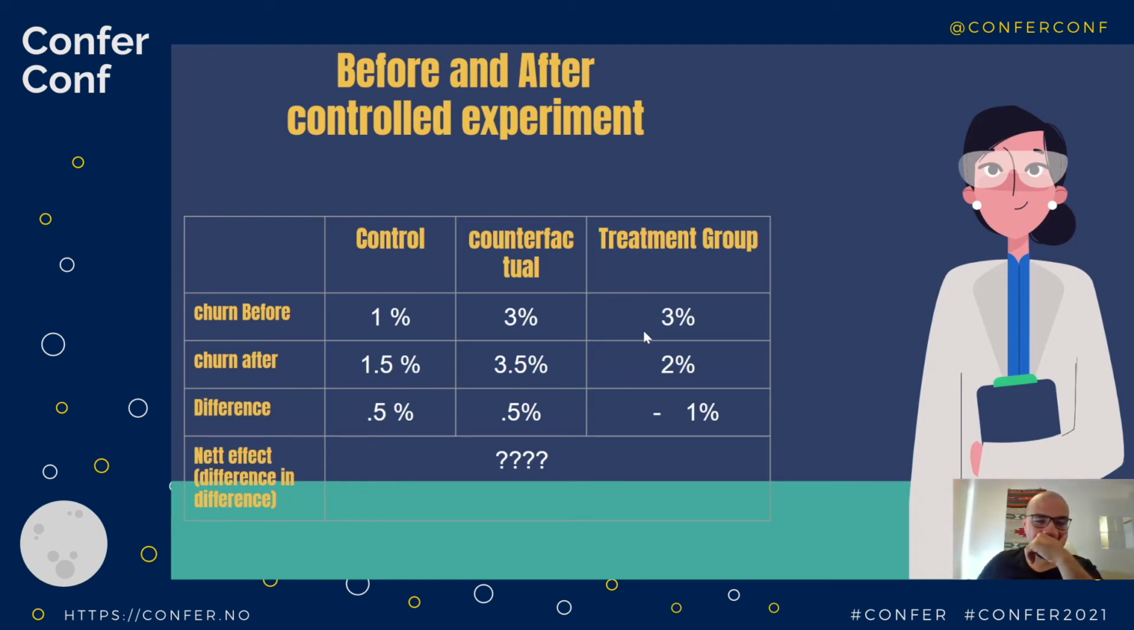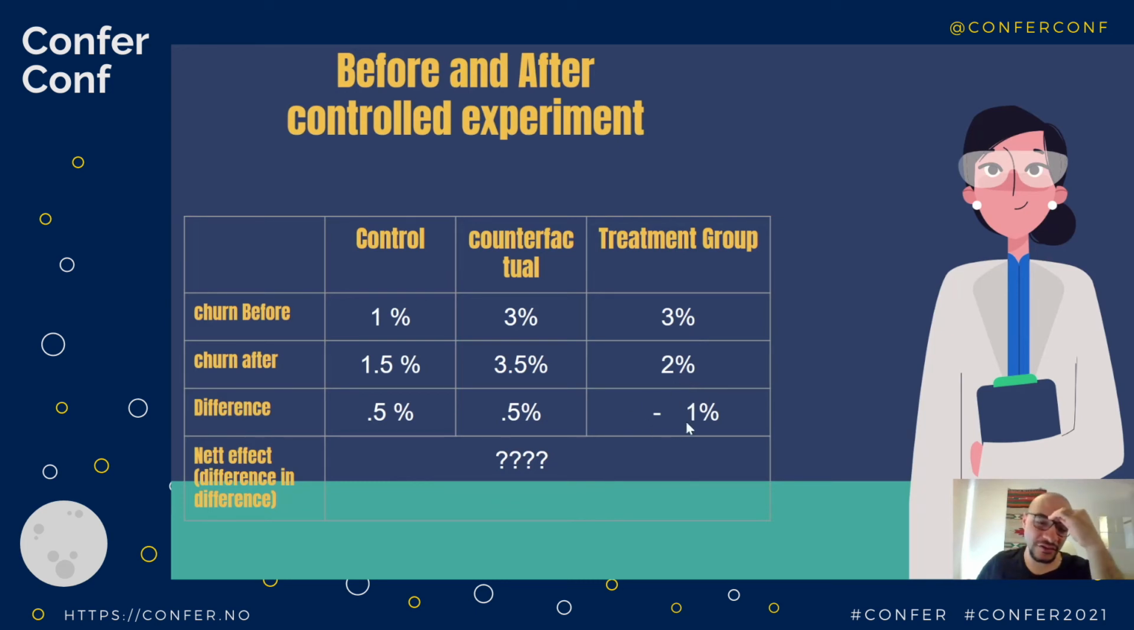Here you have the treatment group. We calculate the churn rate before applying the treatment, and it was 3%. If we assume that there is a constant difference between the treatment group and the control group, or a parallel trend, the churn rate would increase by the same amount. So they have the same difference between each other, and they would also go up by 0.5%. However, when this company makes an intervention, for example, they reduce the price of the service, the churn rate before was 3%. After they applied the treatment, in the treatment group, the churn rate becomes 2%.